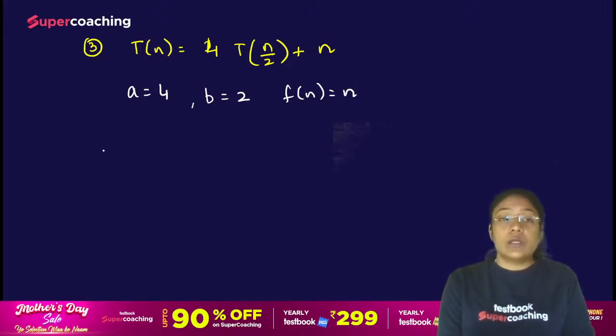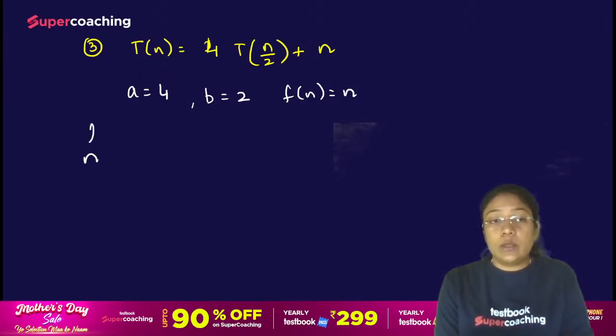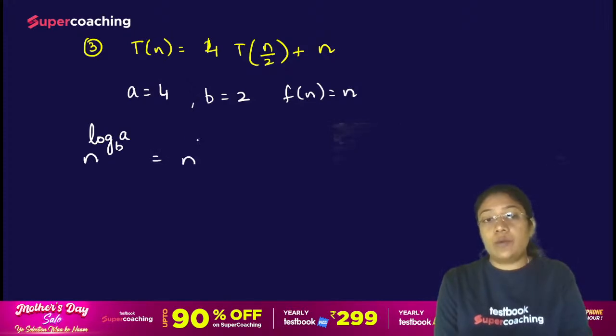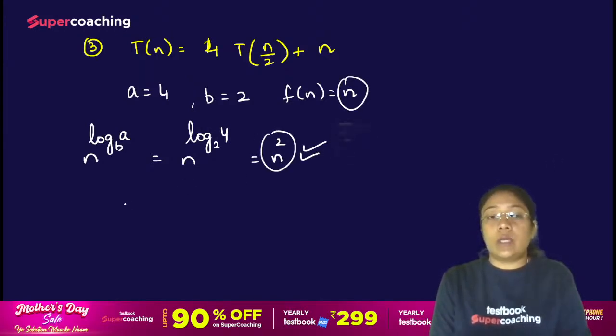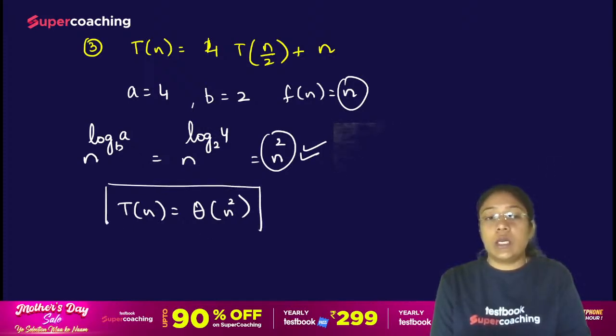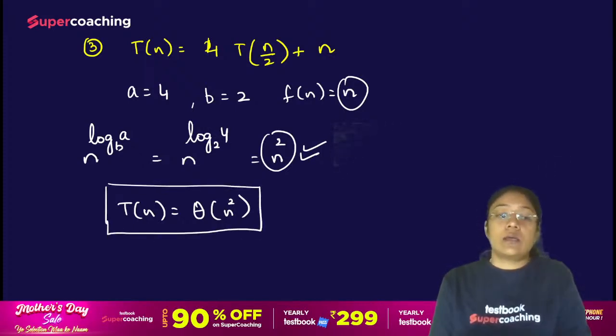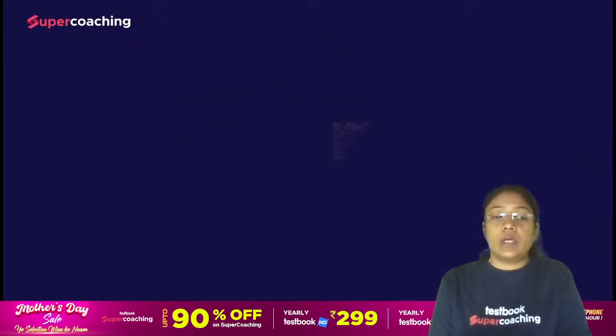Very good. So here, when we'll calculate the value of n raised to power log a, this comes out to be n raised to power log 4 with the base 2. That is nothing but n square. Out of these two functions, obviously n square is greater, so we can say that T of n is equal to theta of n square. This is related to case 1. So example number 2 and 3 is related to case 1. Let's move on to the next example.